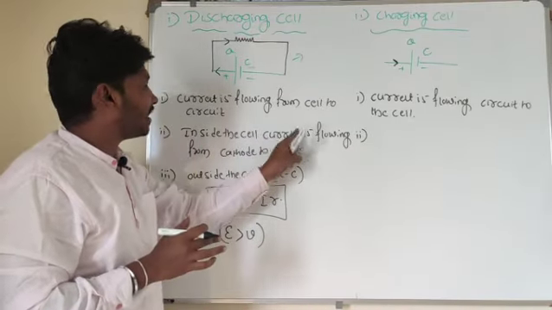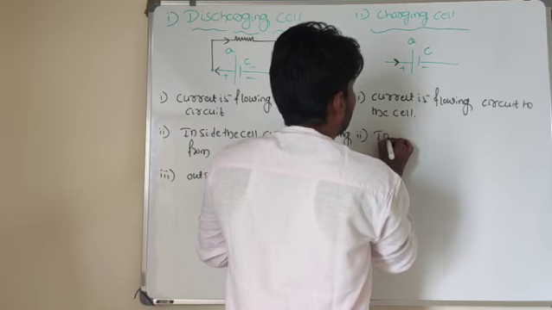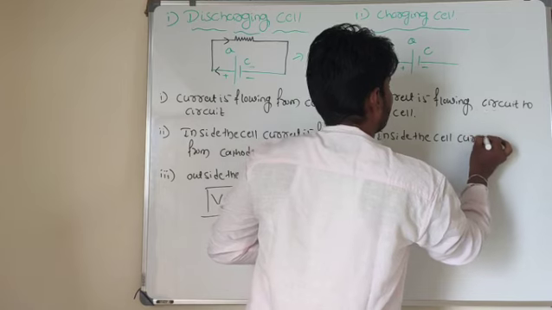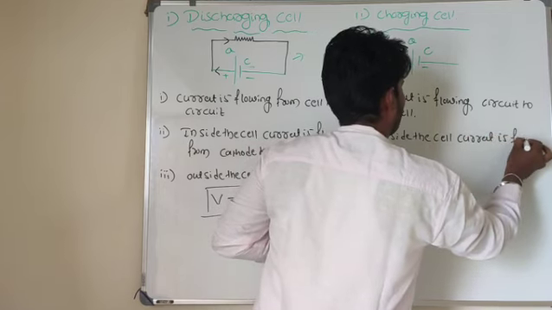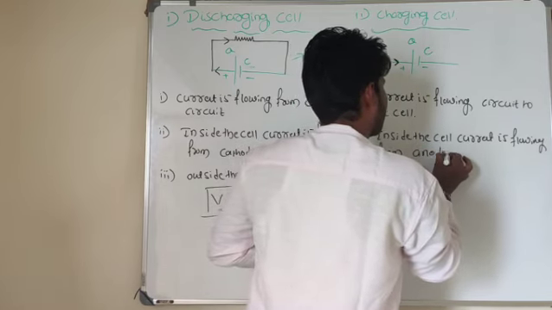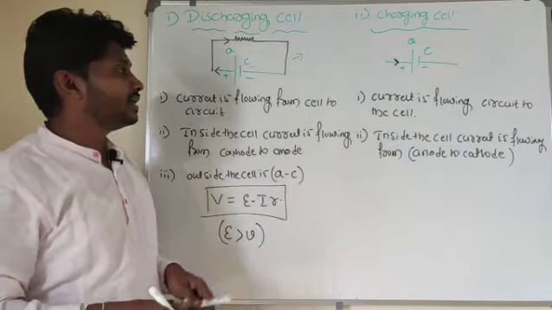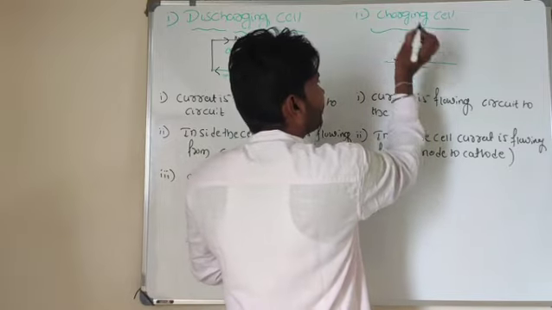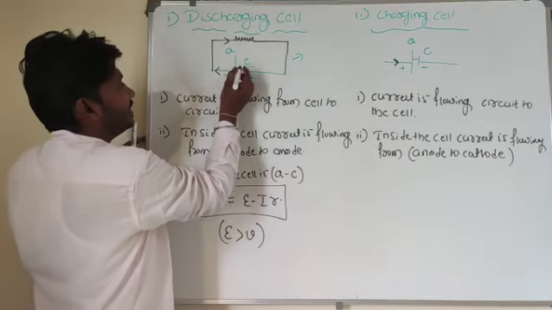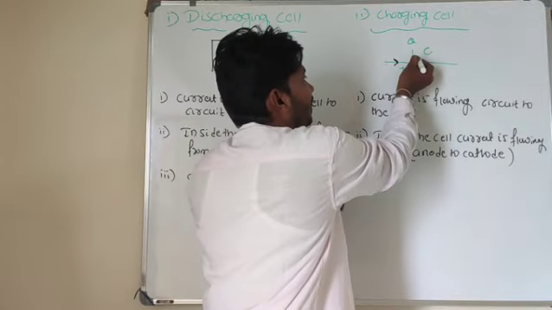So in case of a discharging cell, inside the cell current is flowing from cathode to anode. But in case of a charging cell, inside the cell, current is flowing from anode to cathode. So remember one point. In case of the charging cell, inside the cell current is flowing from anode to cathode, while in case of a discharging cell, inside the cell current is flowing from cathode to anode. For a charging cell, anode to cathode here.